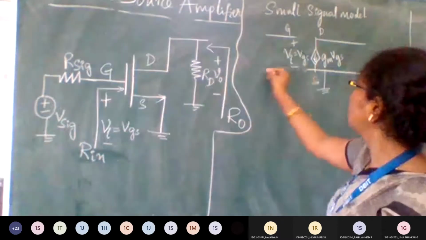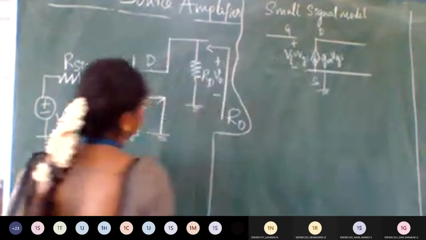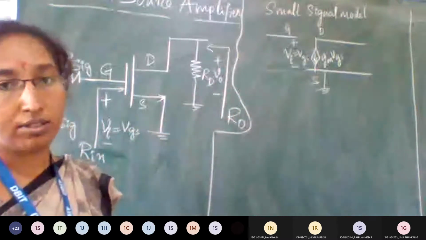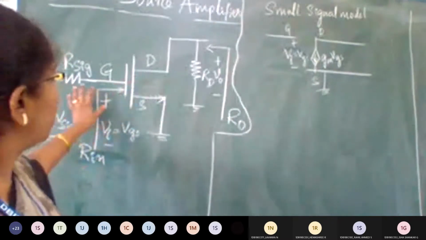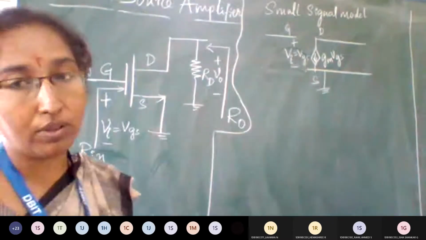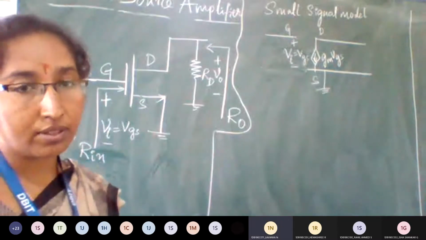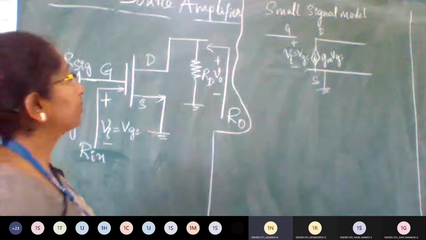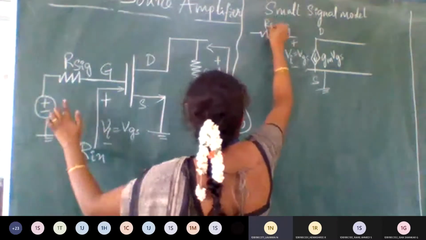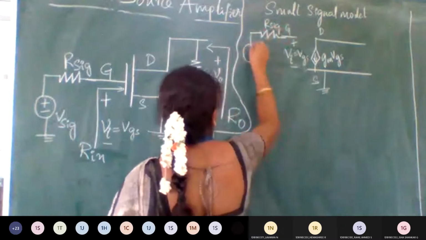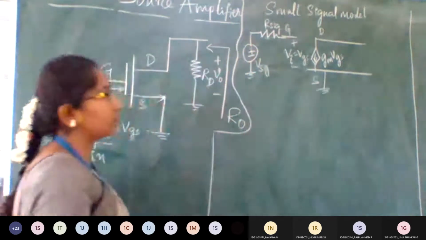Now just observe the circuit. What are the things that should be added to your model? What I have written is the hybrid pi model of the MOSFET only; the other components are left out. Which side do I need to add them? On the input side, I need to add R signal and the respective voltage V signal at the gate.